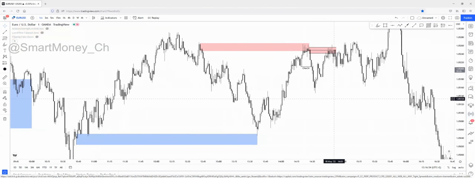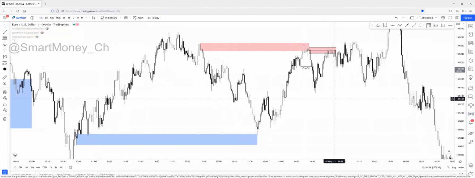And from this supply zone, price swept this liquidity to the downside, as you can see with this movement, and broke below this demand zone right here. Of course, the demand break hasn't happened from this supply zone. It has happened from this supply zone, but it was part of the liquidity.